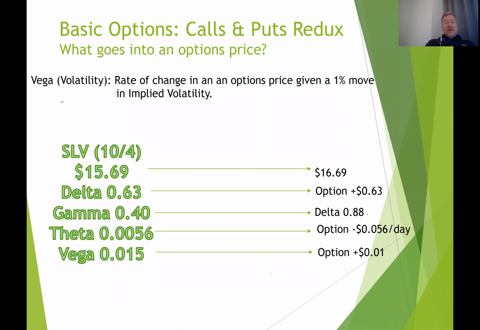And then we have vega. Vega is related to the increase in volatility. So if the implied volatility goes up 1%, the vega is going to increase the options price by 1.5%. So if we go up 1% in this case, our options price only went up 1 cent over and above the factor of the delta, the gamma, and the theta.